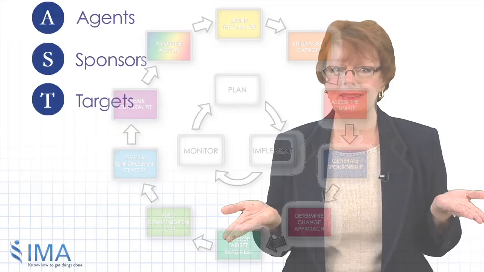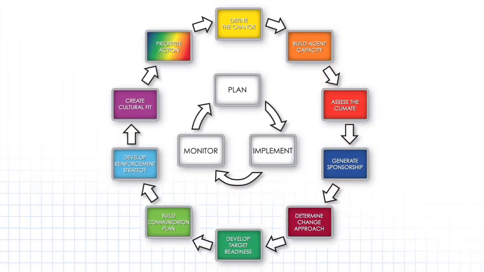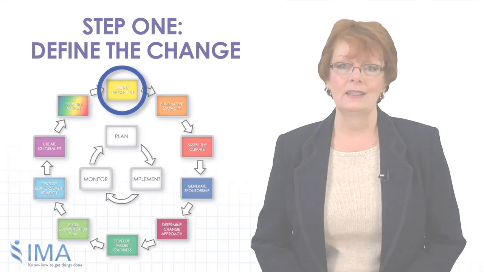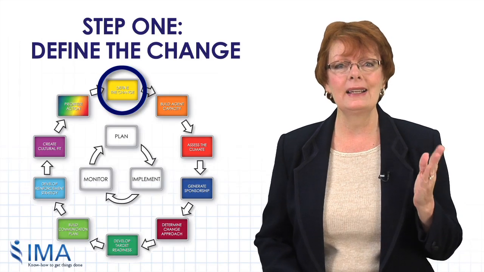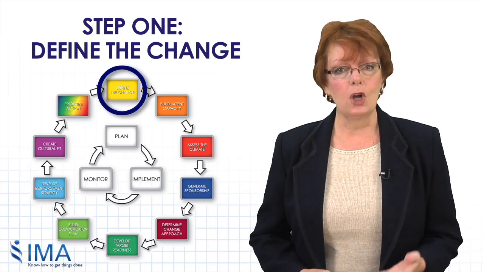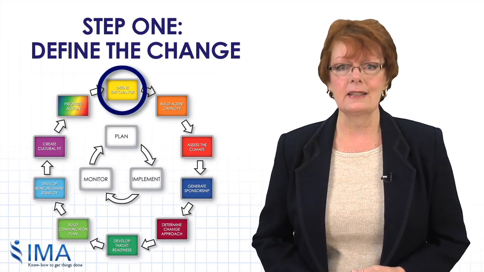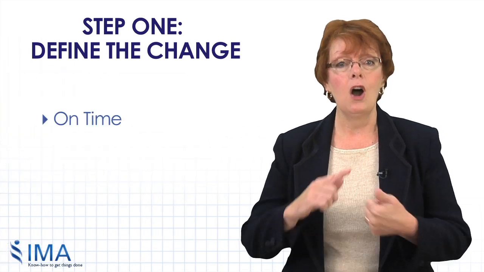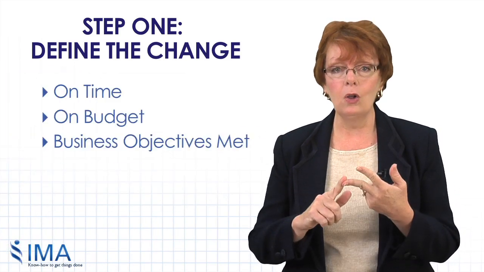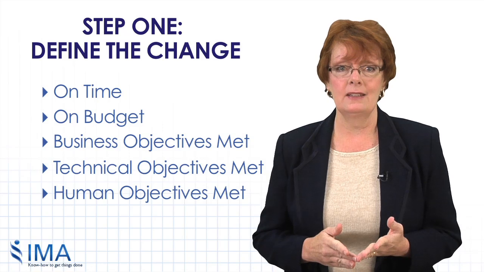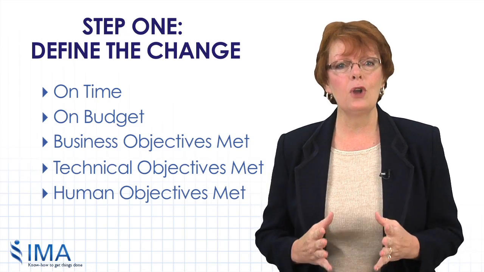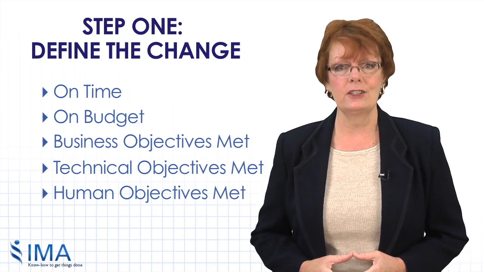What's the process? What you see here is called the AIM roadmap. We can look at the methodology in various ways, but this is a simple picture. Each of these steps has tools and deliverables associated with it. The first step is to define the change. So, going back to the 5 best practice success metrics we talked about a minute ago: on time, on budget, all business, technical, and human objectives met, we identify and include all of those objectives when we define the change.